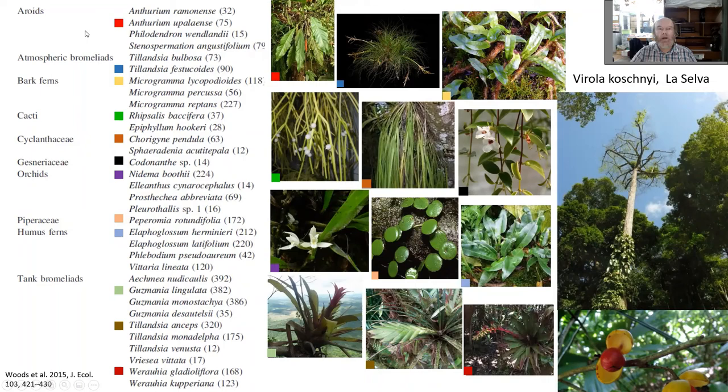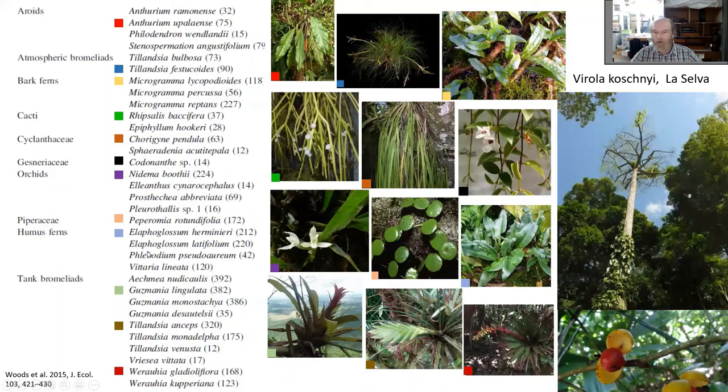There are aroids, for example, and bromelias are divided into so-called atmospheric ones, which have roots absorbing the air humidity directly, and then so-called tank bromelias, which have a rosette of leaves creating a stagnant pool of water, a so-called tank. So there are three examples of this. Then there are ferns, cacti, that's interesting, also epiphytic cacti, Cyclanthaceae, Gesneriaceae, of course orchids, and then Piper, and then ferns again. So these are examples of epiphytic flora.